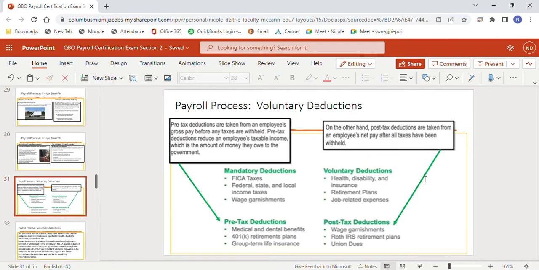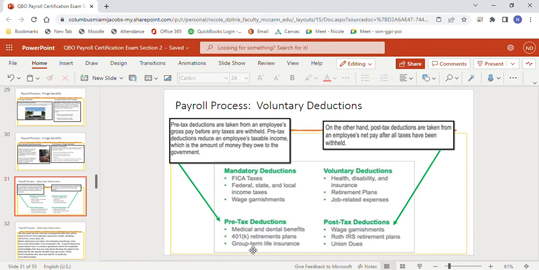wages. So voluntary deductions. The two different deduction types they go over are the mandatory, which we already went through, and then the voluntary, which we went over too. The pre-tax deductions would be taken from the employee's gross pay before any taxes are withheld. So this would be like your Roth. Oh, no, I'm sorry. Your Roth would be post. Your pre would be your 401k because you're going to pay taxes later. With your Roth, you pay it up front.